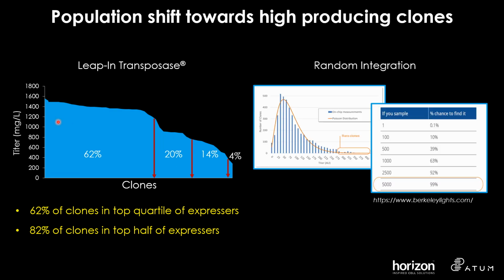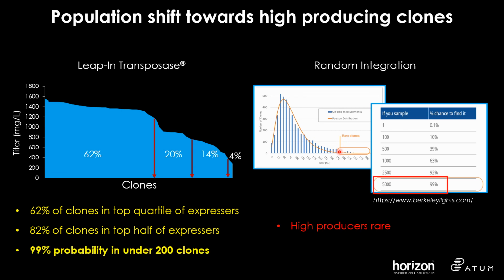If we compare this to random integration, using some data and statistics taken from the Berkeley Lights website, random integration results in a distribution that's much more skewed towards the lower expression ranges, and the high expressing clones are actually quite rare, suggesting that at least 5,000 clones would need to be screened to get a 99% probability of finding these rare high expressing clones. Using the same statistics, we can identify the same clones in under 200.